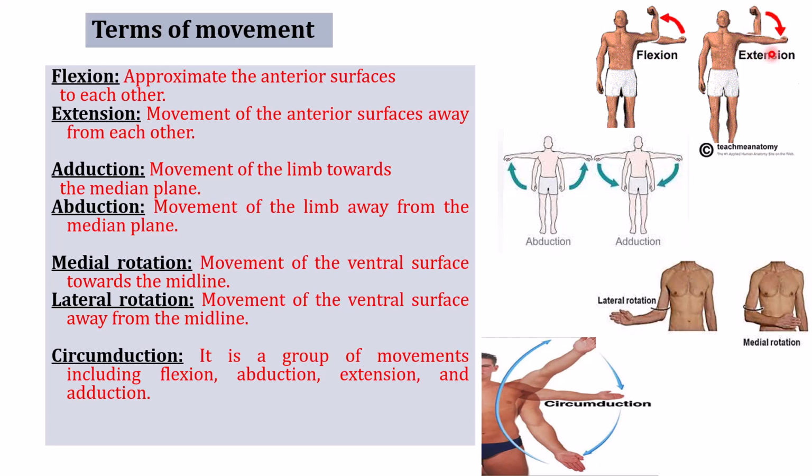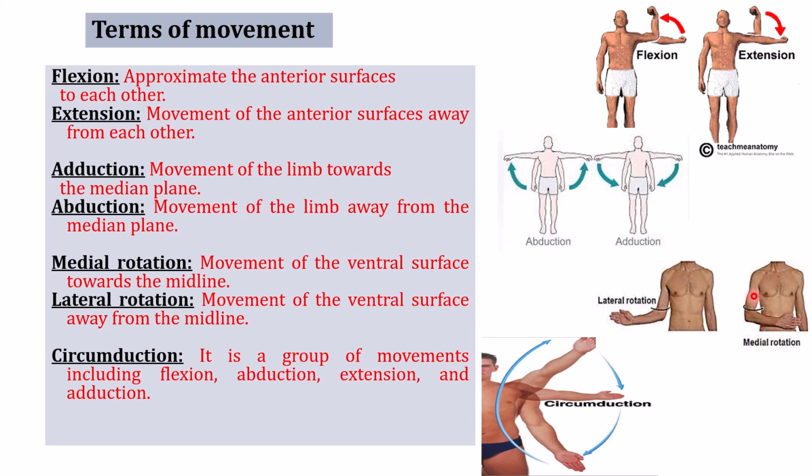This is extension. Now we will talk about the adduction, that is adding up, and abduction, which is moving away. So adduction means the movement of the limb towards the median plane. See here, this is the median plane, and we are moving the limbs toward the median plane. We are adding them together. This is to add them, adduction. And abduction means the movement of the limb away from the median plane. So we are moving the limb away. This is called as abduction.